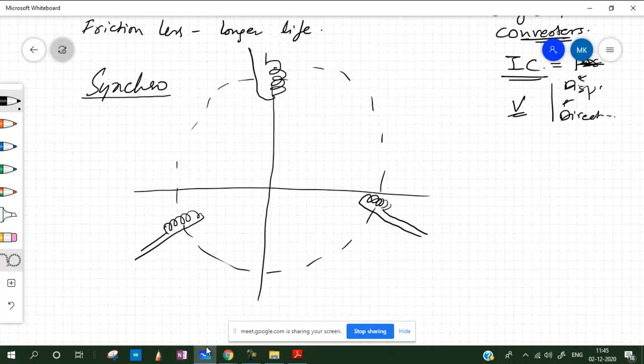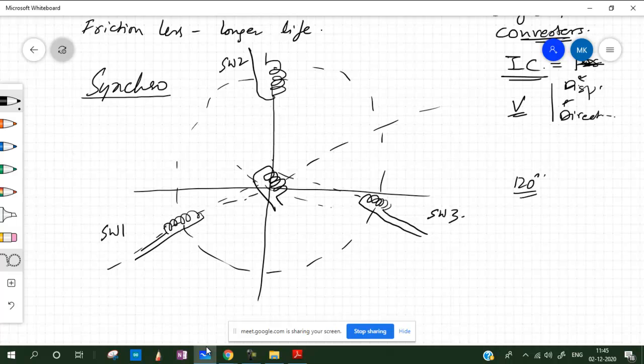So we have 3 secondaries, SW1, SW2, SW3. So it's almost like they're making an angle of 120 degrees. I'm sorry for this. So they make an angle of 120 degrees between each other. So that makes it 360 degrees. And then you have a rotor. So a similar configuration to that of a resolver.